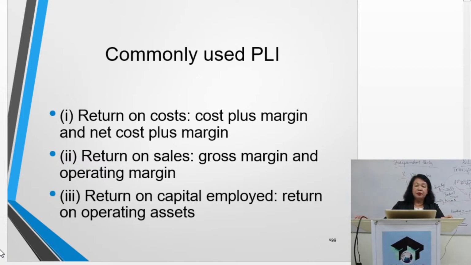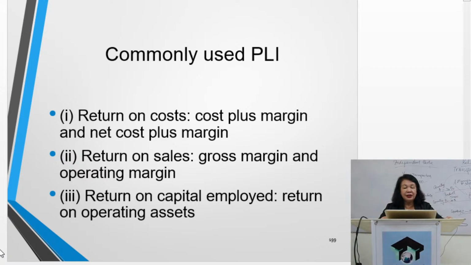These are the examples of the profit level indicators. No? Return on cost. Paano mo i-compute yung return on cost? Cost plus margin and net cost plus margin. No? So, yan yung return on cost. No? So, paano naman kinocompute ang return on assets? Gross margin over the operating margin. No? Return on capital employed, return on operating assets. No? So, return on operating assets. Magkano, ano yun? Income over the operating assets. No?